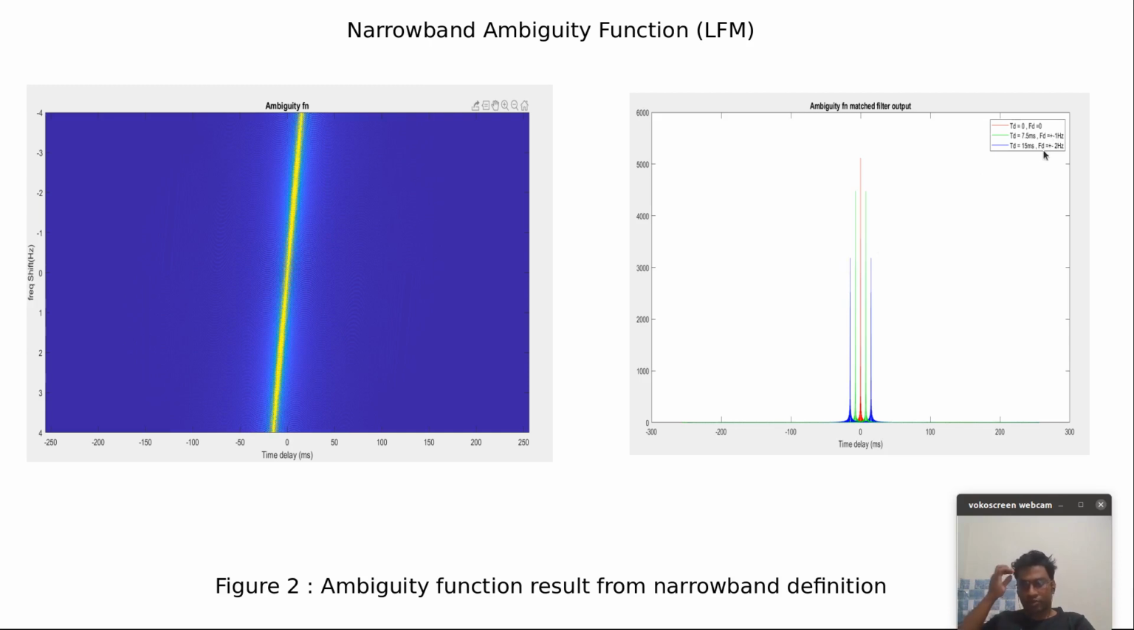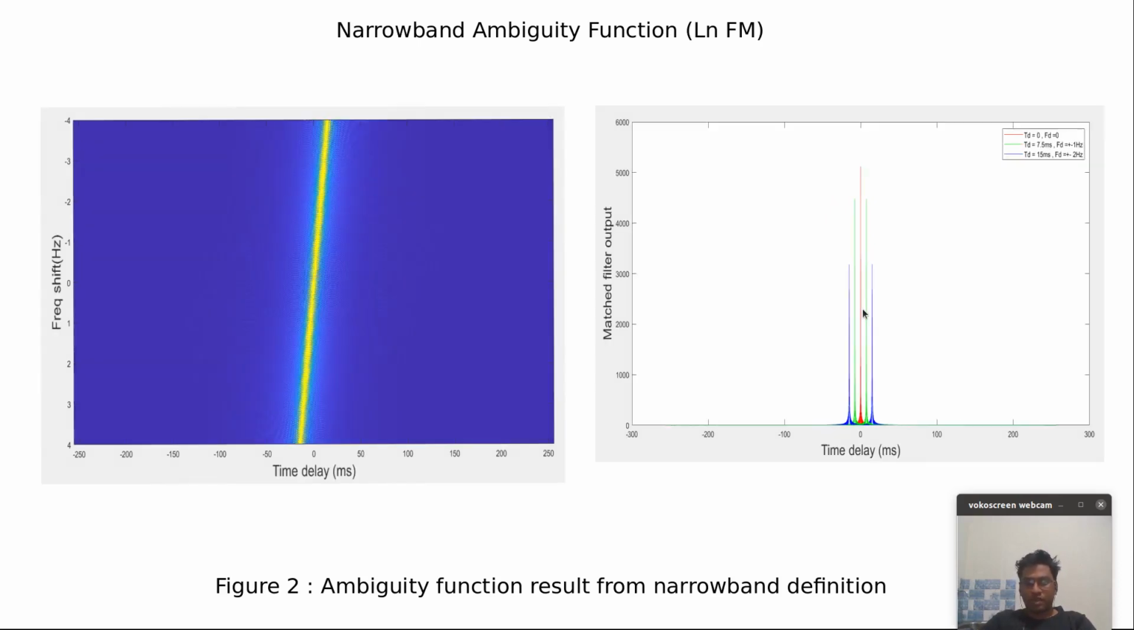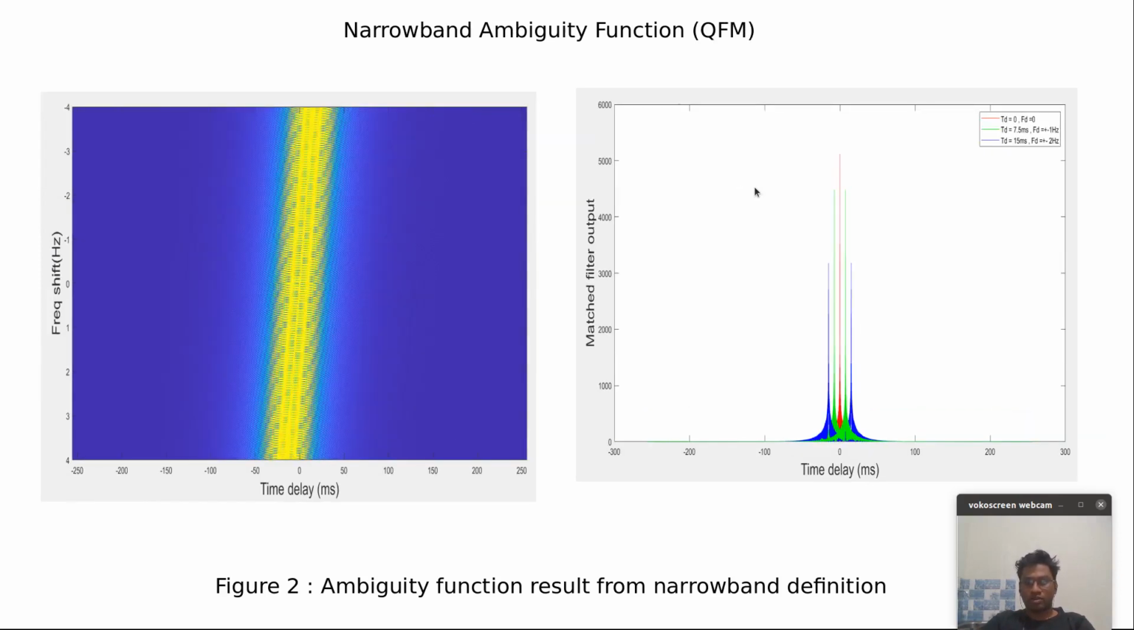This blue curve is the extremum, so we are varying the time delay from minus 15 to plus 15 milliseconds, as well as the frequency from minus 2 to plus 2 hertz, and correspondingly we are plotting 5 points. And this is the matched filter output as well as the 3D curve for logarithmic FM, and this is for quadratic FM.